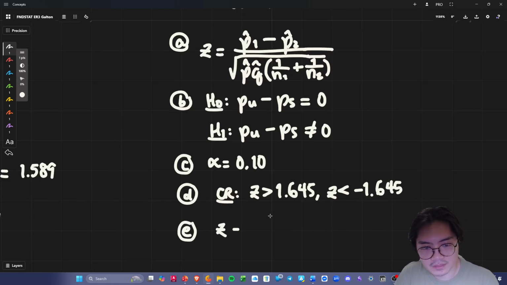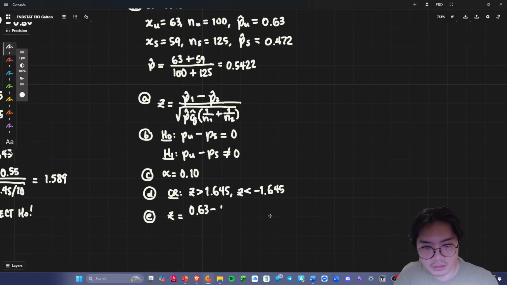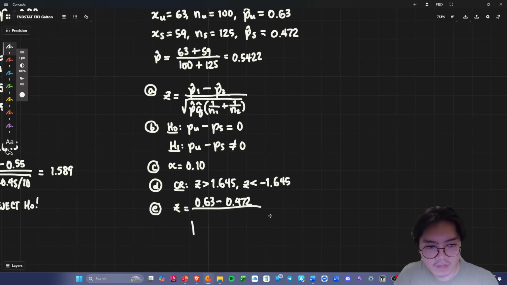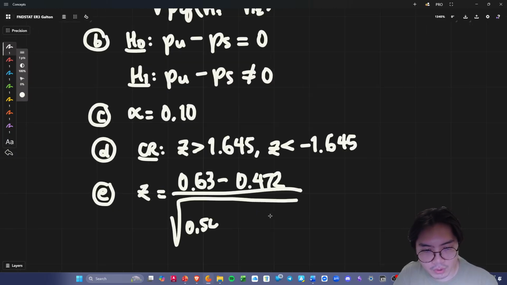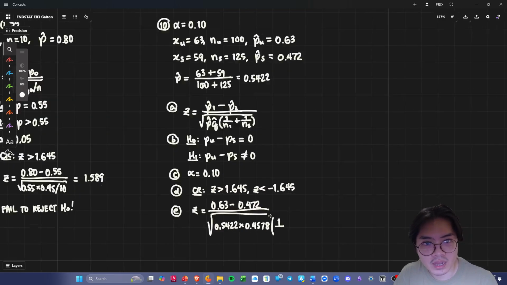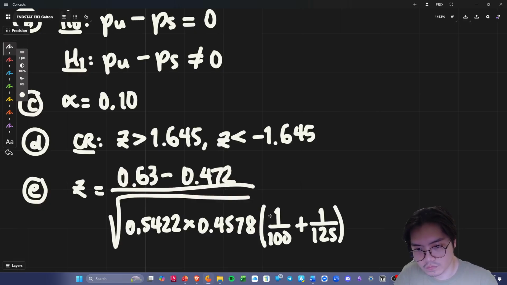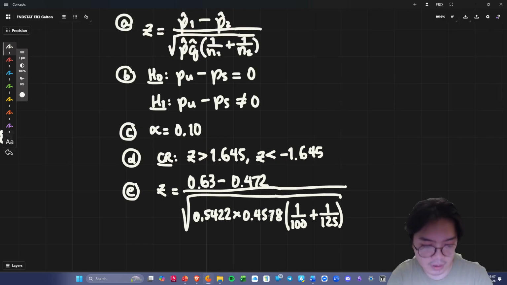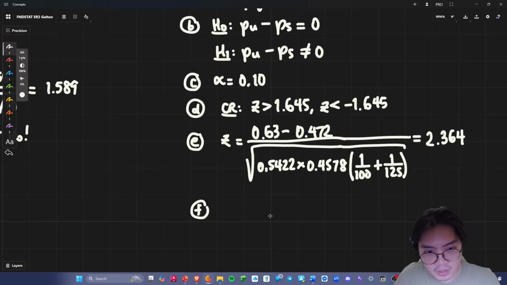Now try this out. Letter D, we will have 0.63 minus 0.472 all over the square root of 0.54 times 0.46 times 1 over 100 plus 1 over 125. We will have 2.364. 2.364 is enough because we can finally reject that null hypothesis.